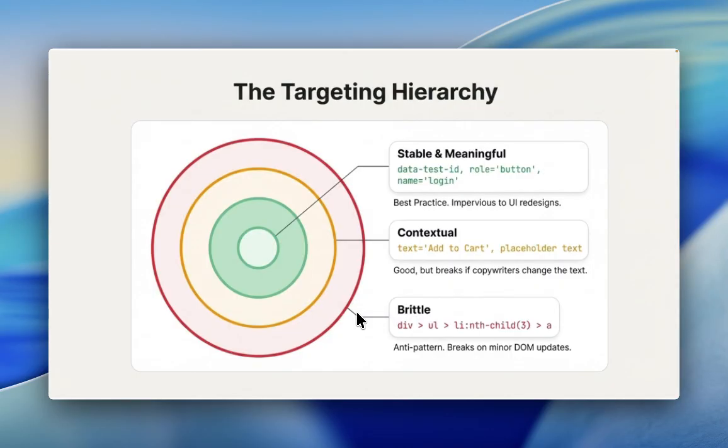The targeting hierarchy. Stable and meaningful: data-testid, role equals button, name equals login. Best practice, impervious to UI redesigns. Contextual text like add to cart, or placeholder text: good, but breaks if copywriters change the text. Brittle: div > ul > li:nth-child(3) > a. An anti-pattern that breaks on minor DOM updates.